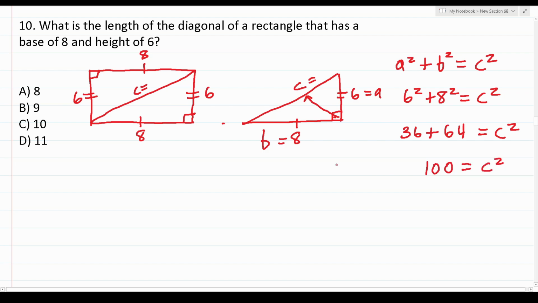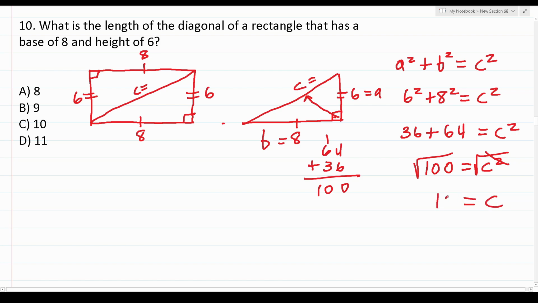And if you can't do that in your head, I'll work it off to the side very quickly. We have 64 plus 36. 4 plus 6 is 10, so we're going to bring down a 0 and carry a 1. 6 plus 3 is 9, plus 1 is 10. All right, we don't want to solve for c squared. We want just c by itself. So now we're going to take the square root of both sides. This will cross out, leaving you with just c on this side.